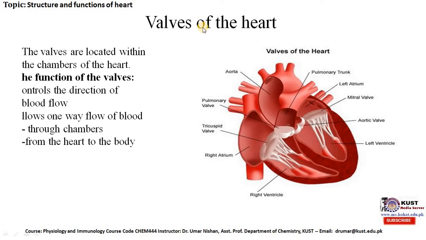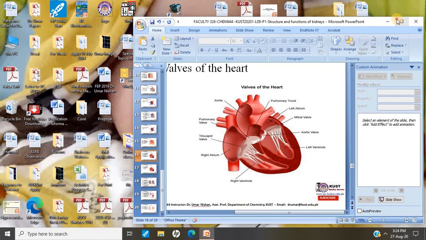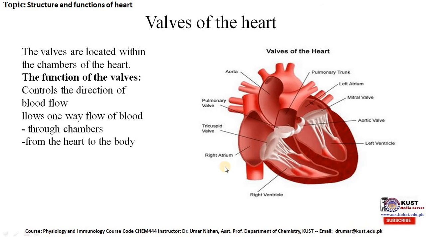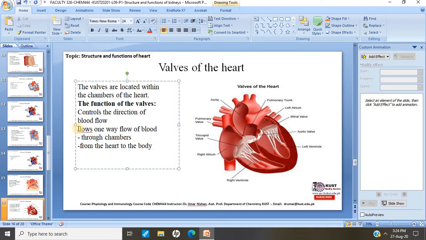Now we talk about the walls of the heart. The walls are located within the chambers of the heart. The functions of the walls: they control the direction of blood flow and allow one-way flow of blood through the chambers from the heart to the body.